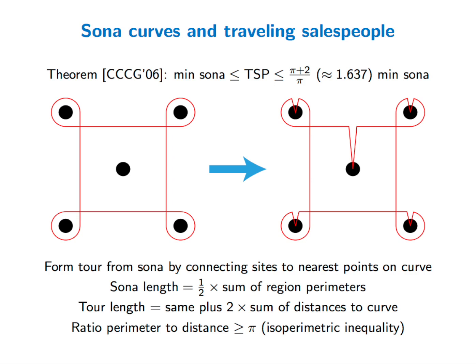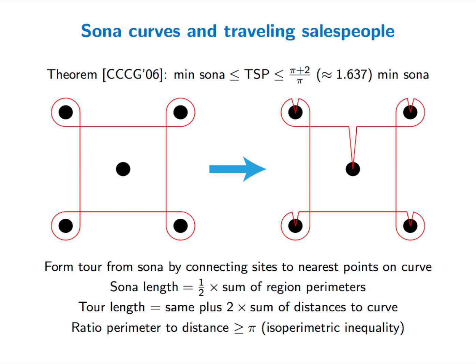This alternative definition shows in particular that the traveling salesperson tour is an upper bound for the minimum length Sona curve. The 2006 paper stated a result in the opposite direction. Any Sona curve can be turned into a traveling salesperson tour that is longer by a factor of at most pi plus 2 over pi, about 1.637. They didn't detail the proof, but it's easy.